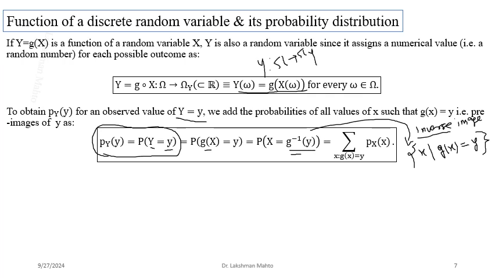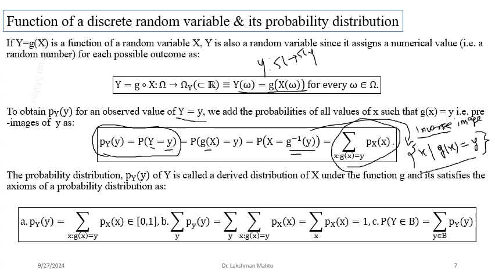When y is a function of x, we know the distribution of x. So once we get the inverse image of y, we sum the probability for all those inverse images. This gives the probability of observing that specific y. This is the way to compute a derived distribution. I will take one very simple example. Also, when you say that small p of y is a probability mass function or probability distribution, it has to satisfy all three properties.